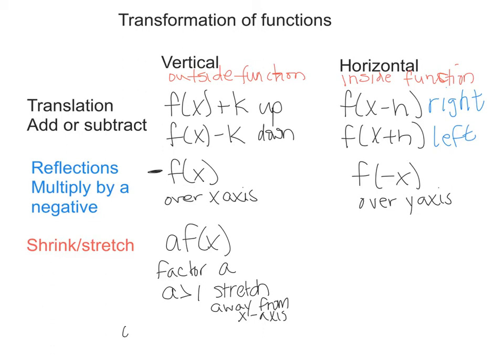And if a was between 0 and 1, and really we're talking about the absolute value of a, because the negative reflects it. The negative doesn't affect the shrink or stretch, right? It reflects it. So it's really the absolute value of that number. Don't pay attention to the negative that we look at. So when it was between 0 and 1, it was a shrink. And it was a shrink towards the x-axis.